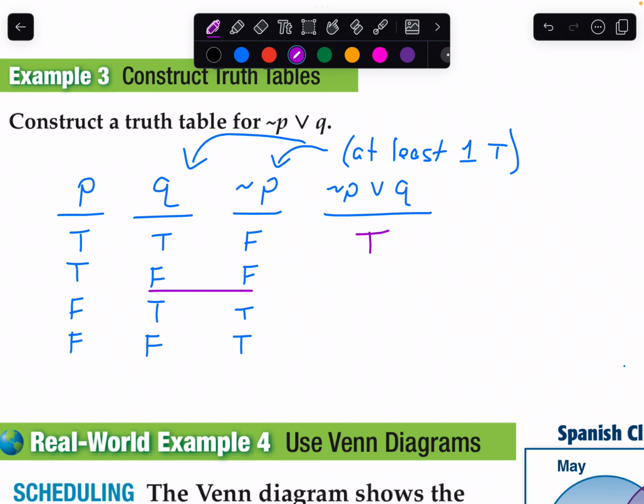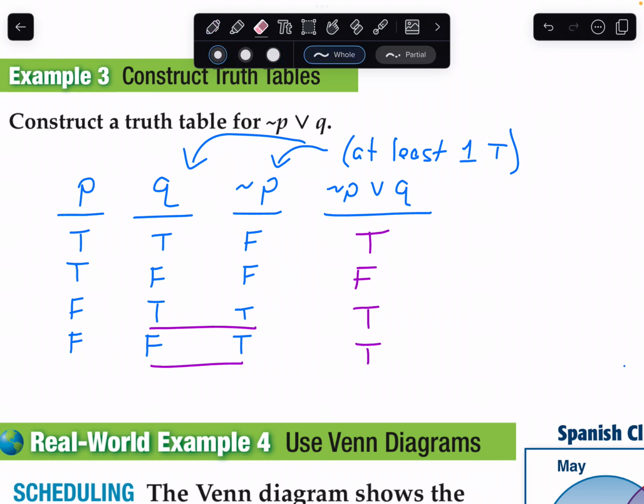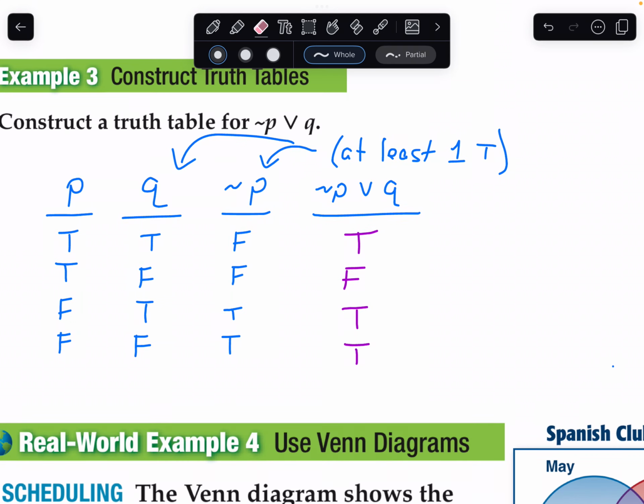Then next row, both false. So I have to choose a truth out of that. I can't. Okay. Next row, T or T. Oh, that's easy. I can definitely get truth out of that. And then last row, false or true. I can get truth out of that. So is this always true? No. Is it always false? No.